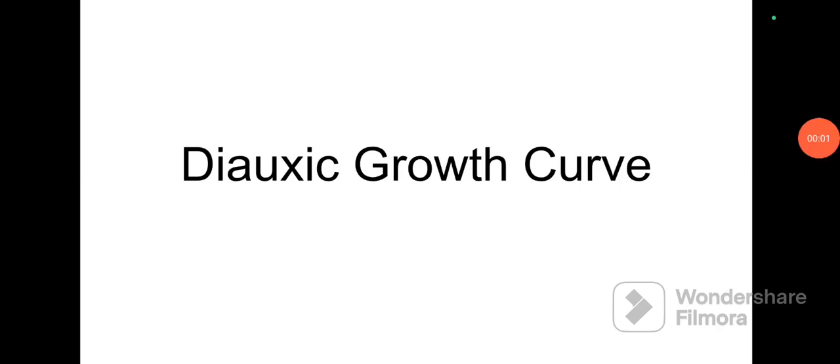Today we are going to see what is Diauxic growth curve. As you know, di means two. So this is a growth curve which is having two phases. First we will see why you get two phases in this particular growth curve.